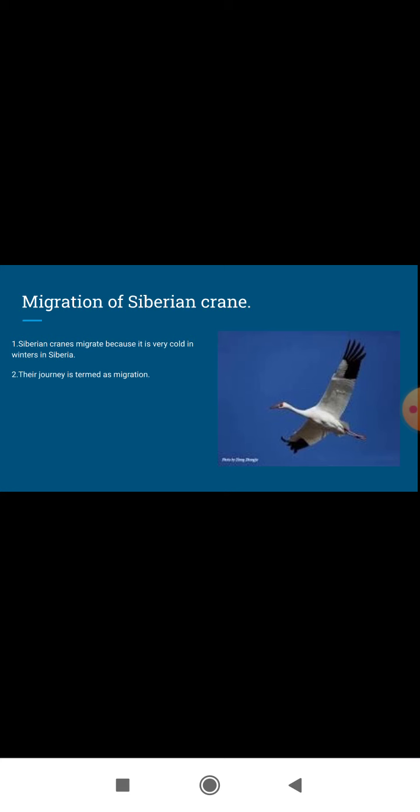This journey is known as migration. That is, their journey from Siberia to different countries and their return back is known as migration.